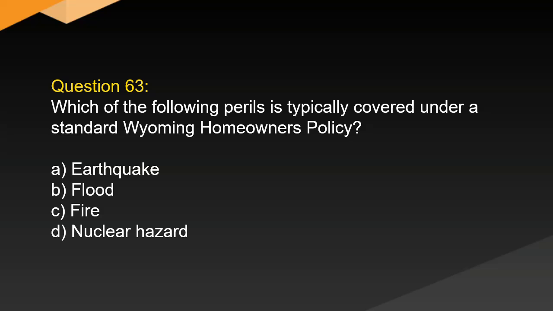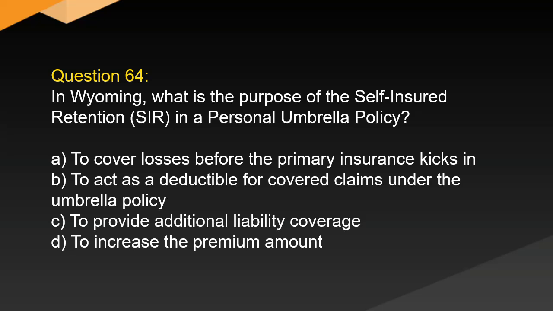Question 63. Which of the following perils is typically covered under a standard Wyoming homeowner's policy? A. Earthquake. B. Flood. C. Fire. D. Nuclear hazard. Question 64. In Wyoming, what is the purpose of the self-insured retention, SIR, in a personal umbrella policy? A. To cover losses before the primary insurance kicks in. B. To act as a deductible for covered claims under the umbrella policy. C. To provide additional liability coverage. D. To increase the premium amount.